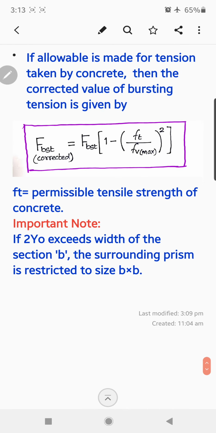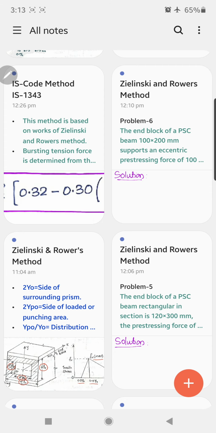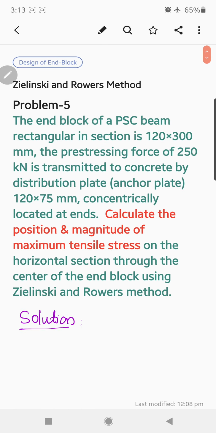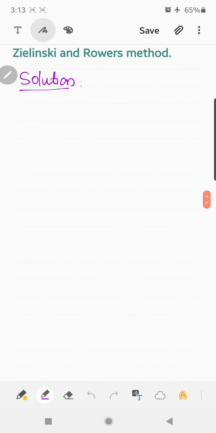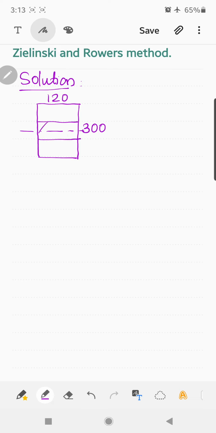Now let us solve a problem on Zielinski and Rowers method. The same problem, the first problem we solved by Magnus and Guyon's method, is here now. Let us solve this problem using Zielinski and Rowers method. First we'll draw the section. The size is 120 by 300 and this is a concentric anchor plate of depth 75.